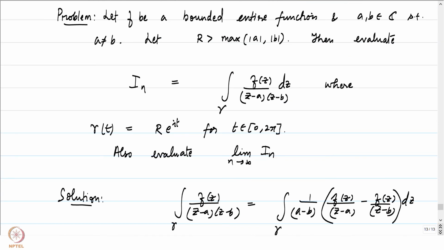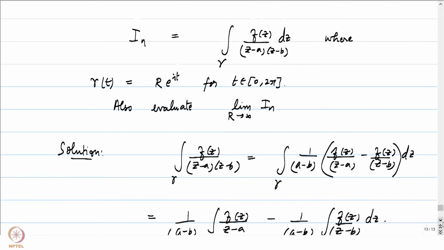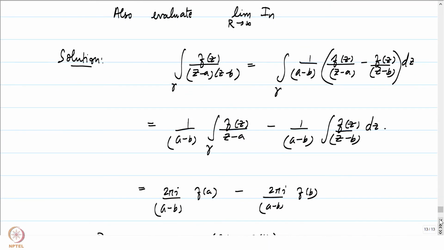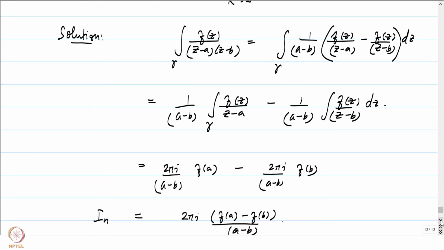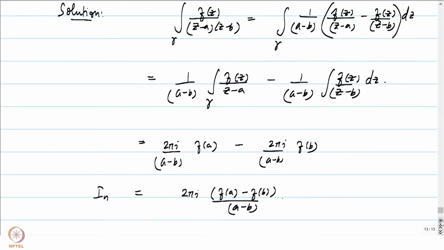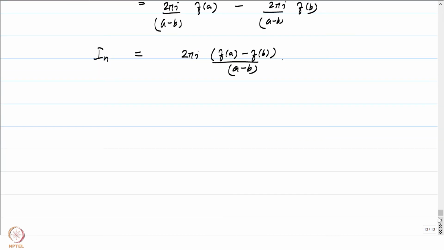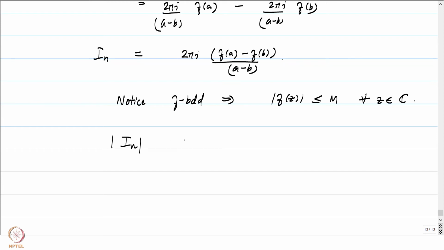Okay, so the problem is actually written down a little incorrectly. This is not what we would like to see. We would like to evaluate when R goes to infinity. What happens when R goes to infinity? Notice that till now we have not used anything about the boundedness of our function f. Now let's try to compute the limit as R goes to infinity of I_R. Notice that f is bounded, which implies that mod f of z is less than or equal to M for all z in C. That's the first observation.